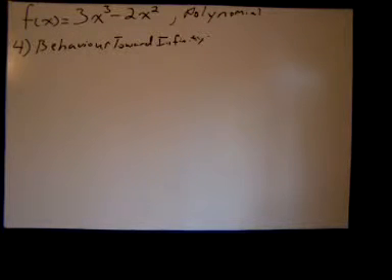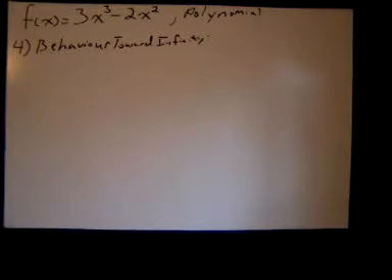Good morning. Continuing on with the function summary of f(x), the polynomial function f(x) = 3x³ − 2x². The next property is behavior toward infinity. We tell this by taking limits to negative and positive infinity and seeing if there are horizontal asymptotes, functional asymptotes. If it crosses the asymptote, this is under this heading.